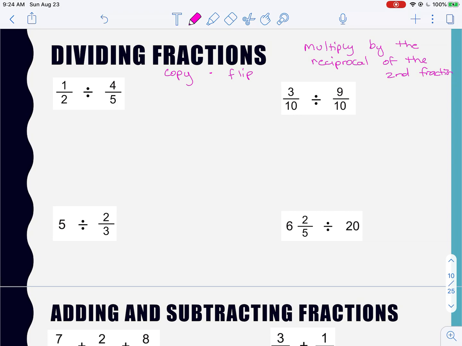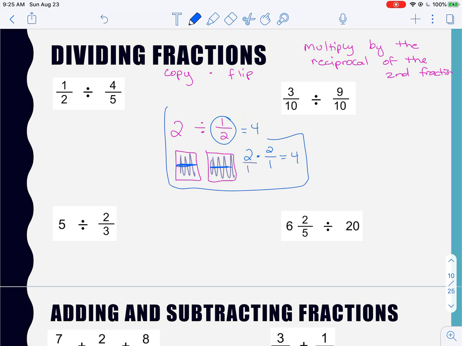Another way of thinking about this is if you want to take 2 and divide it into halves, so you have 2 wholes, right? And you want to divide each of those into halves. So here's a half, here's a half. How many total pieces would you have now? You would have 4 total pieces. Well, what would you have to do for 2 divided by half to get 4? You're going to take 2 times the reciprocal of the second fraction. And then remember, you can put a 1 underneath the 2. And when you multiply straight across, you would get 4. So that's kind of why fraction division works the way it works.